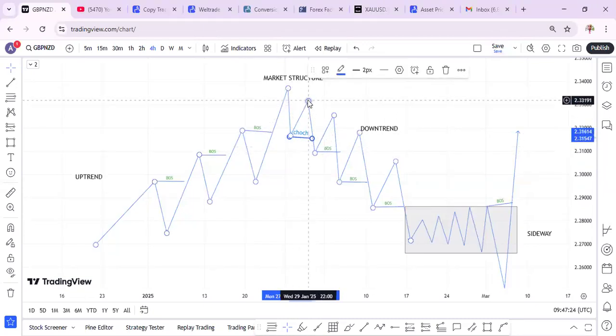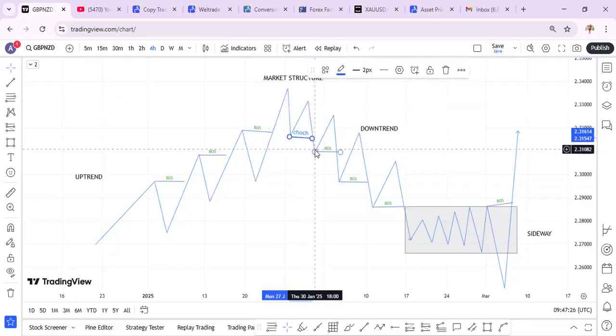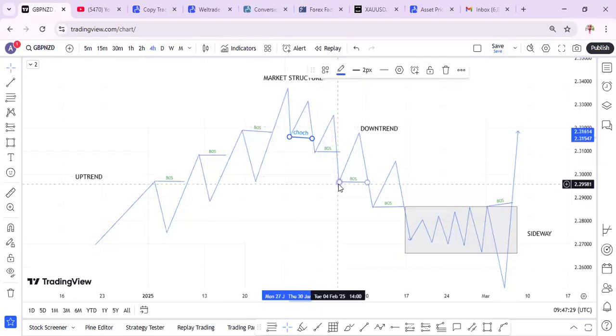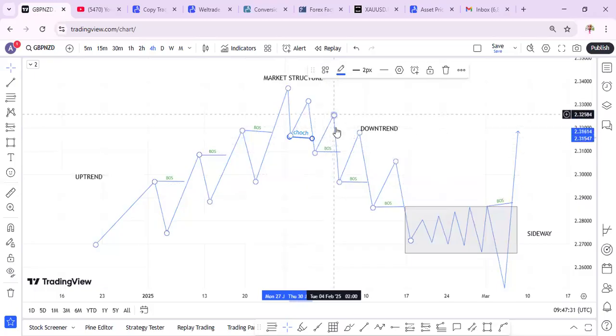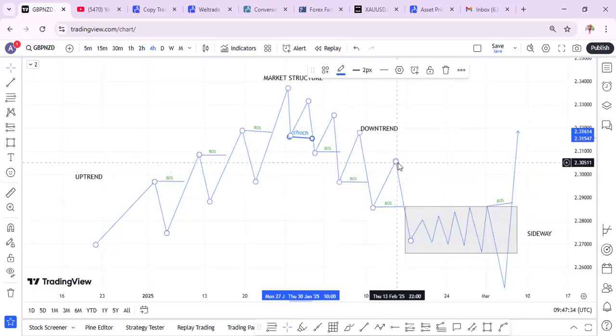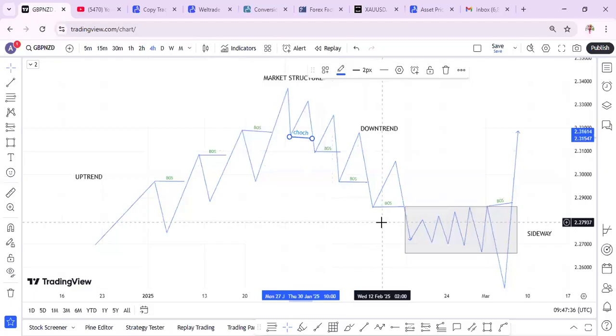Why? I will explain. The price begins to give us lower high, lower low, lower high, lower low. So when you begin to see lower high, lower low, lower high, lower low, lower high, then you know that we are in a downtrend.